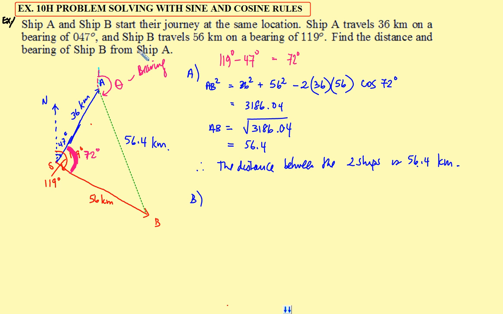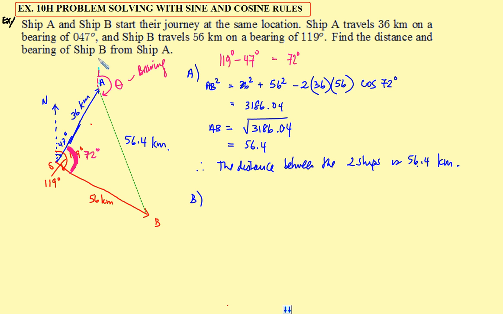So if we're standing at A, in what direction are we going to have to move in a clockwise direction that will take us to point B, or take us to ship B? So what we do is, well, we know that one angle is 72 degrees. I know that this angle up here is 47 degrees.